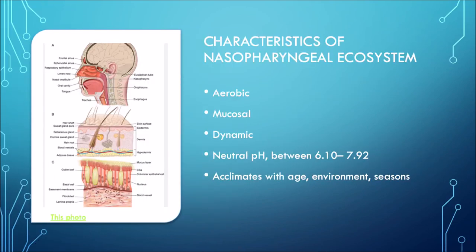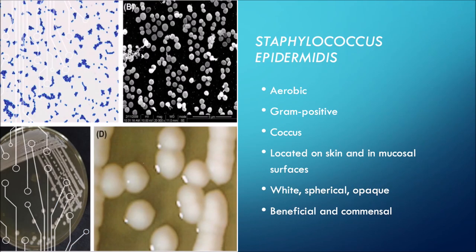The microbes living in the nasopharynx region of the human body must be those who can benefit from or tolerate oxygen. The nasal cavity ranges per individual but tends to live within a fairly neutral pH range of 6.1 to 7.92. The mucosa of the nares and the nasopharynx provide a moist environment rich with plenty of fluid.